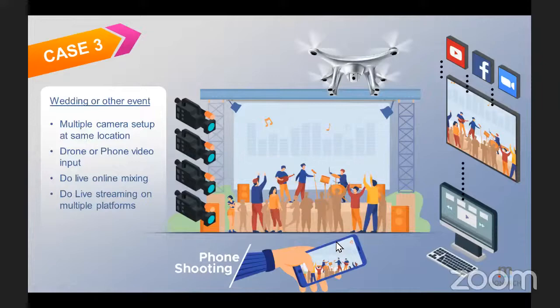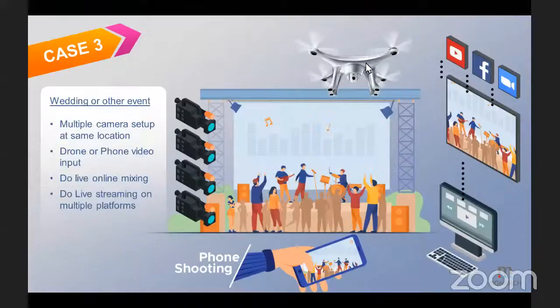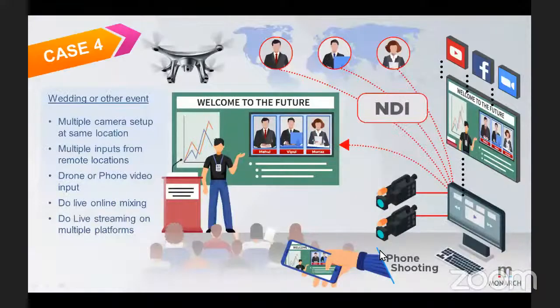Is this clear, Deepak? How this happened? You need hardware for the physical camera, and for the drone, you need a Wi-Fi device. Nothing else. No internet connection. Okay, sir. Now we will go for case number 4.